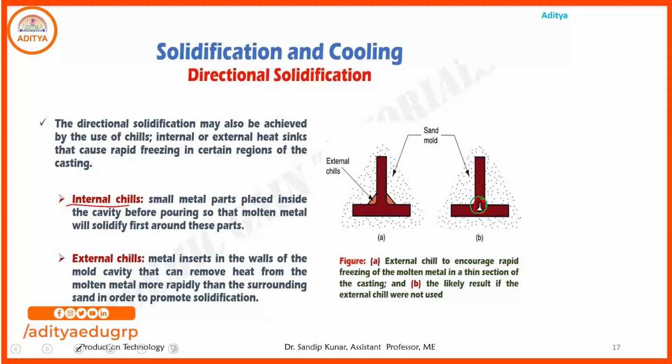The chills are placed inside the cavity, and due to their use, more heat is extracted from that particular surface than from other surfaces. Small metal parts are placed inside the cavity before pouring, so that the molten metal solidifies fast around those parts. Where we place the chills, heat extraction takes place at that particular place. That is called internal chills.